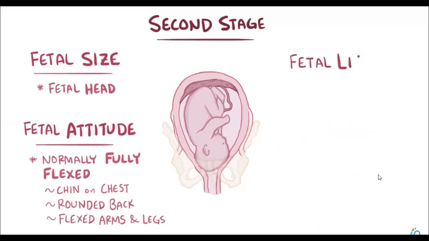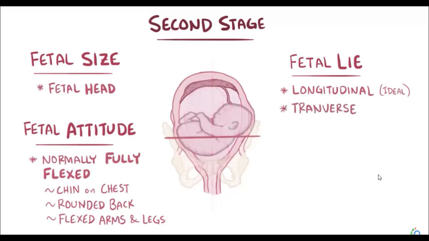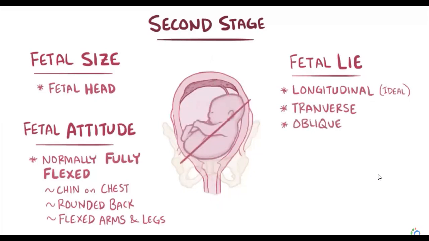Next, there's fetal lie, which describes how the fetus is positioned in the uterus. A longitudinal fetal lie is ideal, where the long axis of the fetus, which is its spine, lies along the maternal long axis, the mom's spine. The fetus can also be transverse, though, where the fetal spine is perpendicular to mom's spine, or it can be oblique, where it's slightly at an angle, and these 2 positions can impede the progression of labor.